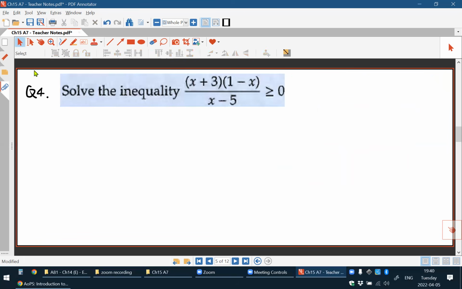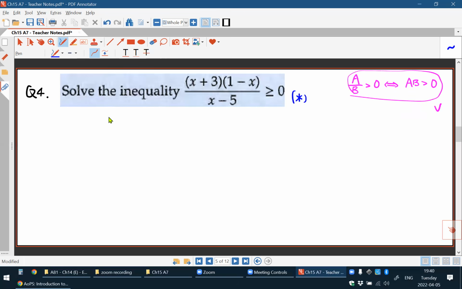The method is simple because we know that if we have a strictly greater than, this is always equivalent to the product of A and B is greater than 0, right? We know this is always correct. Then we can actually detach this problem into two sub-problems, right? So let's call this asterisk in order to facilitate our discussion. So the original inequality is actually equivalent to two parts, right?